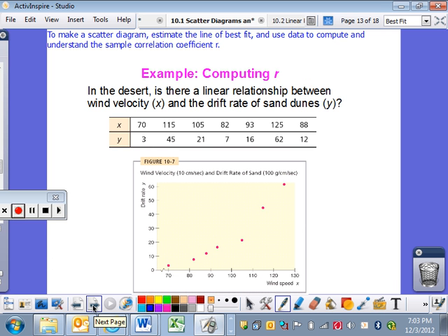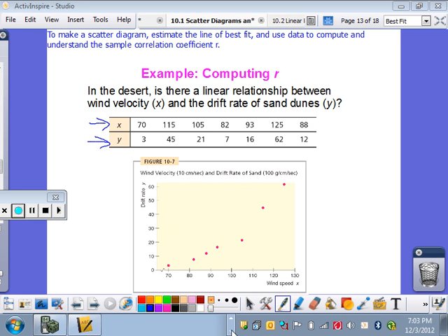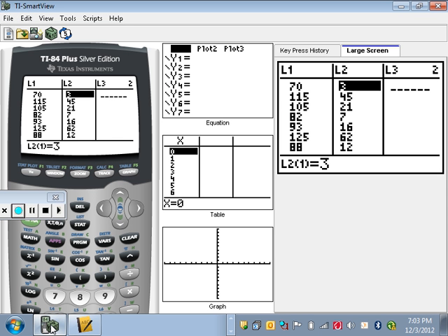So now what I want you to do is plug all of these numbers into your calculator. I've already done that, so if I pull up my calculator here, notice that in L1 I put the x values, and in L2 I put the y values. What I want you to do is figure out all those five things, the sum of x, the sum of x squared, all those.